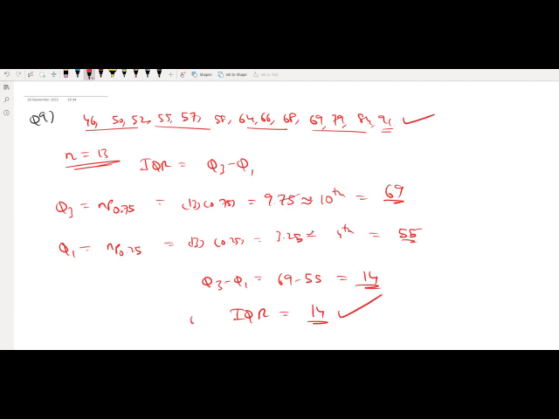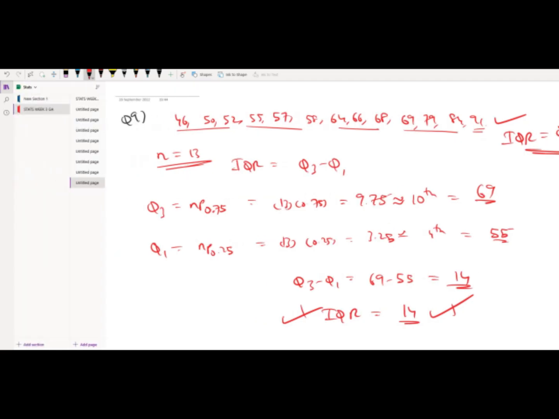Interquartile range is found using this formula: IQR is equal to Q3 minus Q1. That's it. With this we end our ninth question. Let's do the 10th question now.